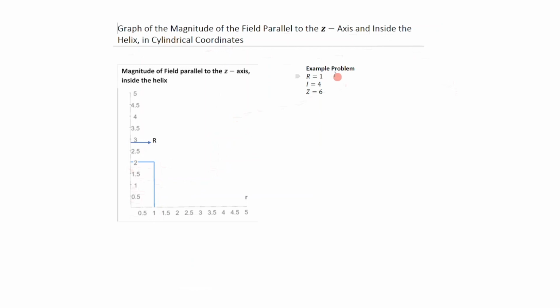In this example problem, I chose the radius to be 1, current to be 4, and the height of our contour to be equal to 6. And so this is the result that we got.